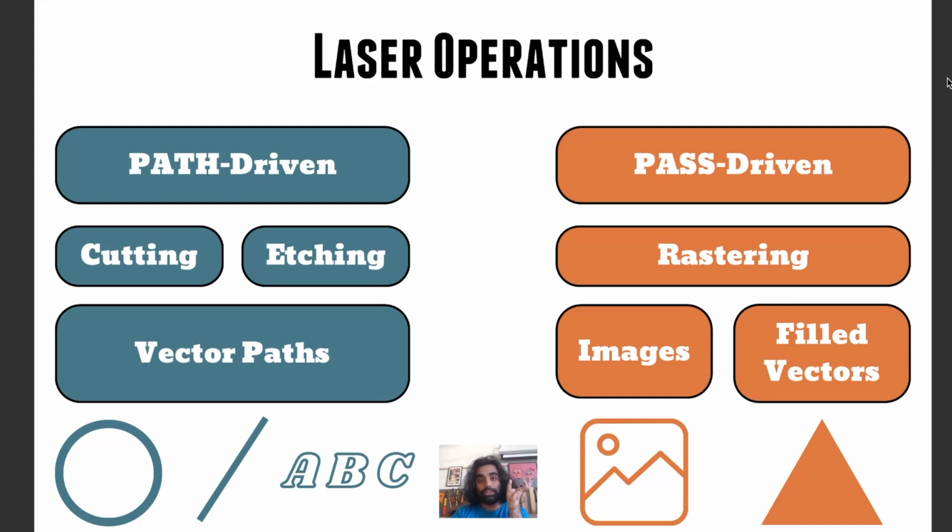Cutting and etching is done by utilizing a graphics object called vector paths. Those are things like what I have illustrated here, so outlines of shapes, lines, outlines of text. Rastering, on the other hand, is done by using images or image files and filled-in vectors that we've converted to images. Remember, that's that special case I was talking about earlier, where you're converting a vector into an image. And yeah, that is pretty much the conceptual framework of what we have done so far.